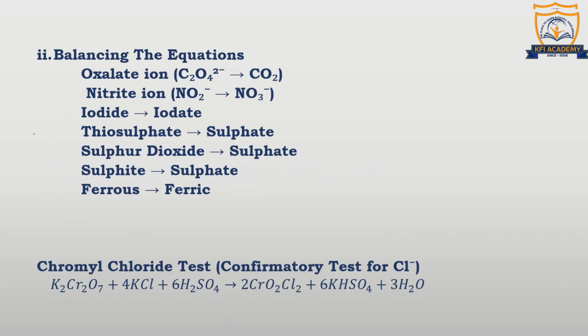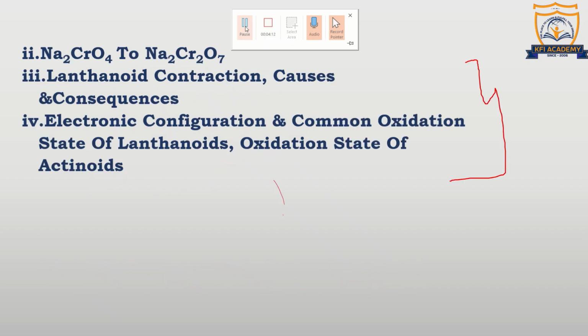Then the second half is balancing the equations. One or two questions every year, either directly or indirectly, will come. Balancing equations you already studied in class 11th. It is not that difficult, very easy. Some important balancing equations are given, and I have given the chromyl chloride test also. In the practical you performed this experiment to confirm the chloride radical.